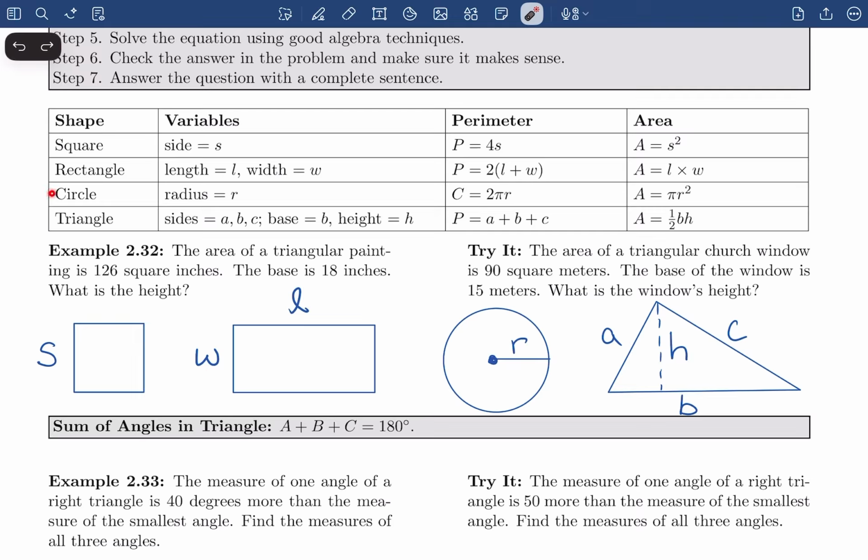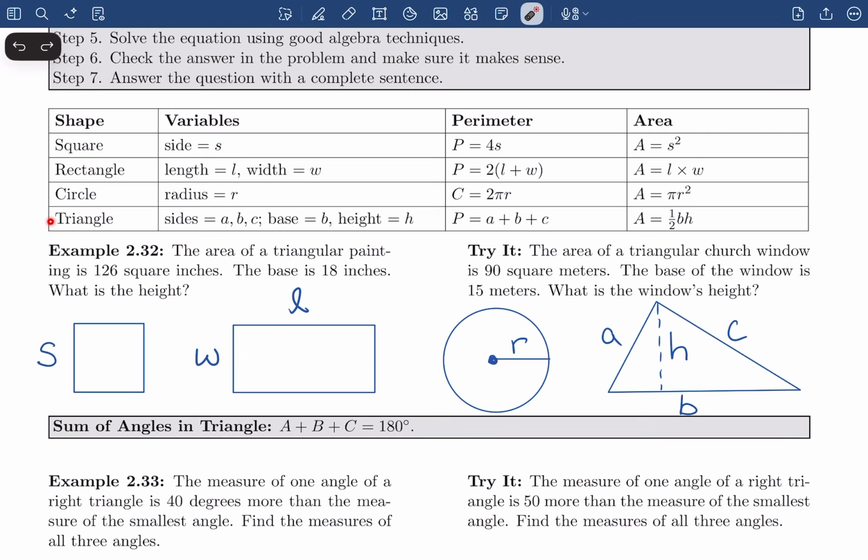Let's talk about a circle. A variable in a circle is the radius, r. And so here is a circle diagram, and our radius is the distance from the center of the circle to a point on the circle. That's the radius length. Now the radius helps us find the perimeter and area of a circle. The perimeter of a circle is called a circumference, so that's why we're using c instead of p. We take 2 times pi times the radius to find the circumference. And the area of a circle is found by taking pi times the radius squared.